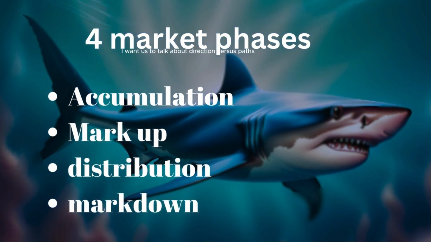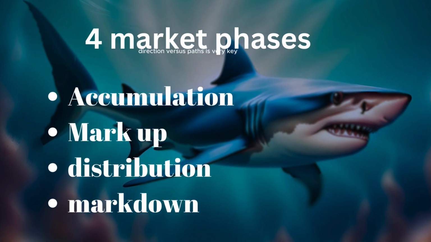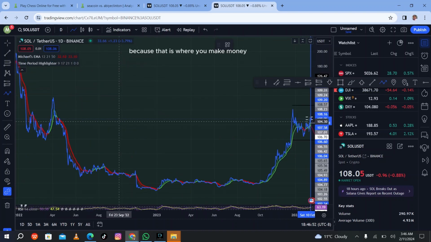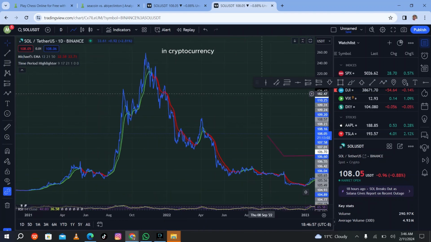Going deeper, I want us to talk about direction versus path. Direction versus path is very key. In this one, I'm going to be talking about using Solana because I love Solana. I always work with Solana. I know everybody thinks Bitcoin is the future. I also think so, but I am more familiar with Solana. That's why I'm always going to teach you about Solana. Solana is going to go from this level to all-time high. But what is the path? People can't tell the path because that is where you make money. If you can tell the path, that is exactly when you begin to make money in cryptocurrency.